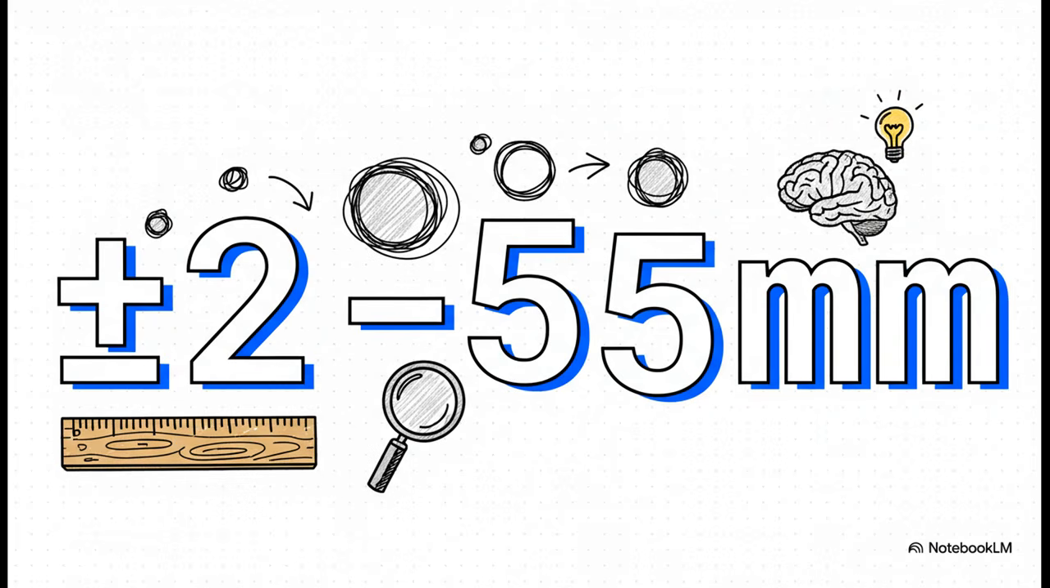So the takeaway is, be realistic. For a tricky measurement like that, saying your uncertainty is something like plus or minus 2 to 5 millimeters makes way more sense than just saying 1 millimeter. It shows you're thinking like a physicist, not a robot.